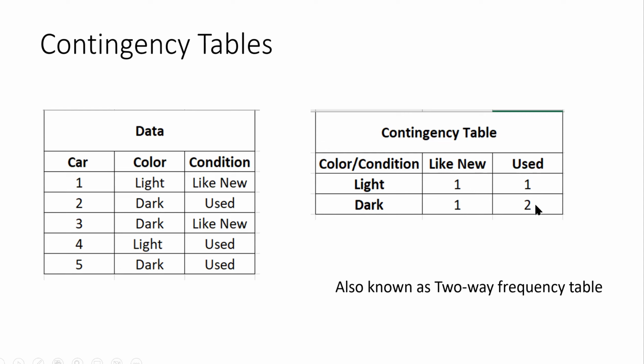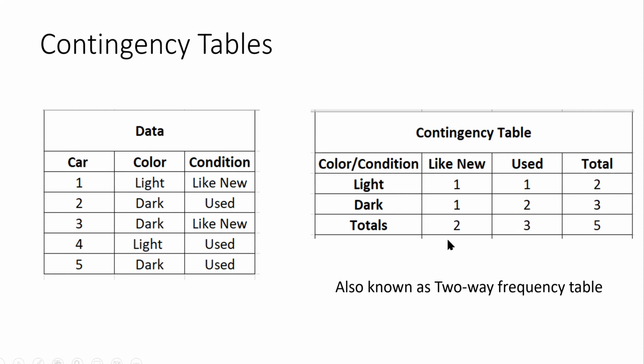These are kind of frequency tables, and we're going to discuss that in the next slide. What else do we usually do with these tables? We add totals, and they're called marginal totals. So we have column totals, and we also have row totals. So we have a total of 2 cars that are like new, we have 3 cars that are used, and we have 5 cars in total. For the colors, same thing. We have 2 cars that are light and 3 cars that are dark, and in total 5 again.